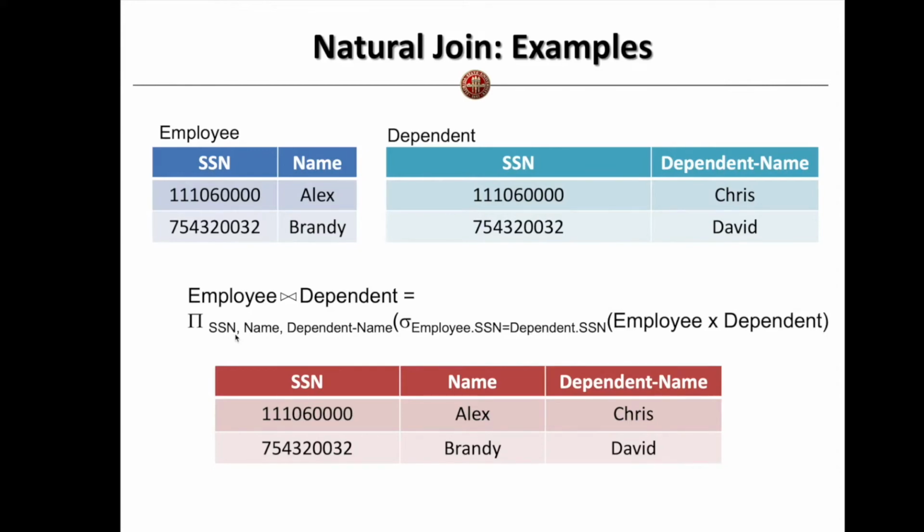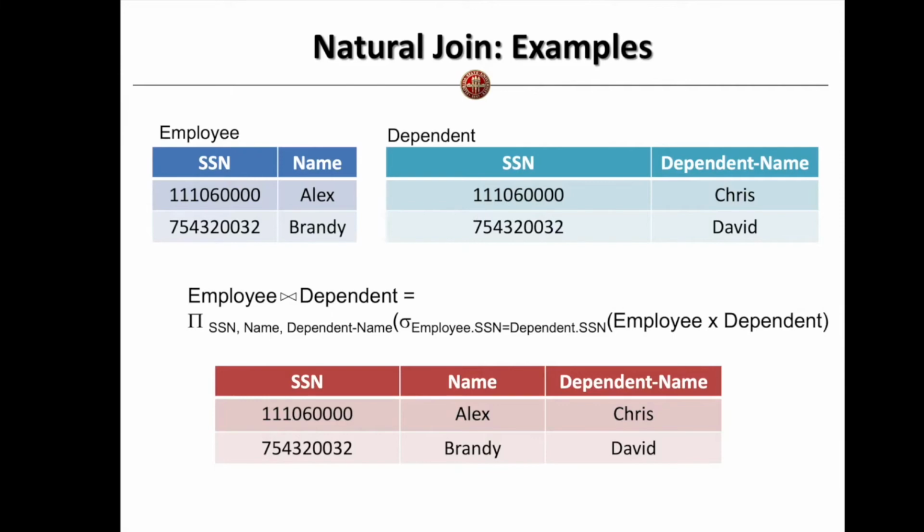Formally, we can represent the output of this natural join between these two tables as shown at the bottom. The schema is SSN, name, dependent name. We only have 3 attributes, right? Because SSN is duplicated, we have only one in the output. For the data tuples, before we calculate the product, it will be 2 times 2, so there should be 4 rows, right?